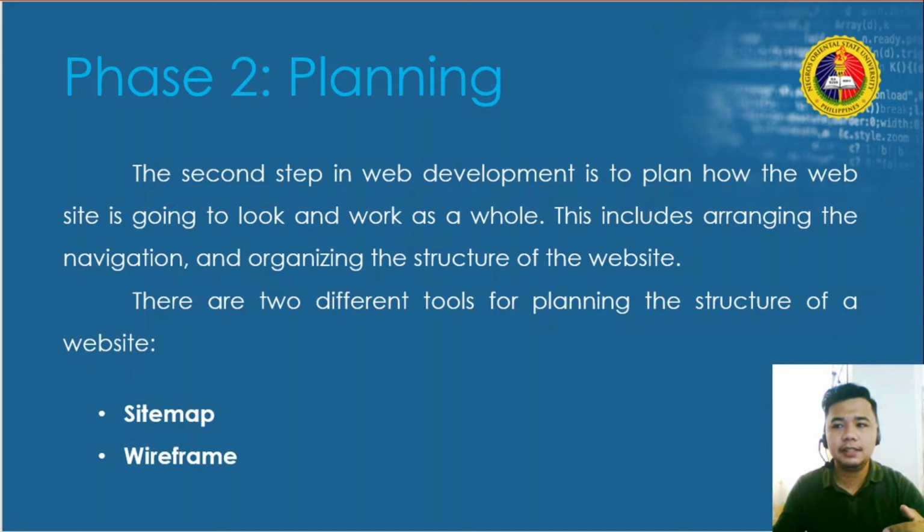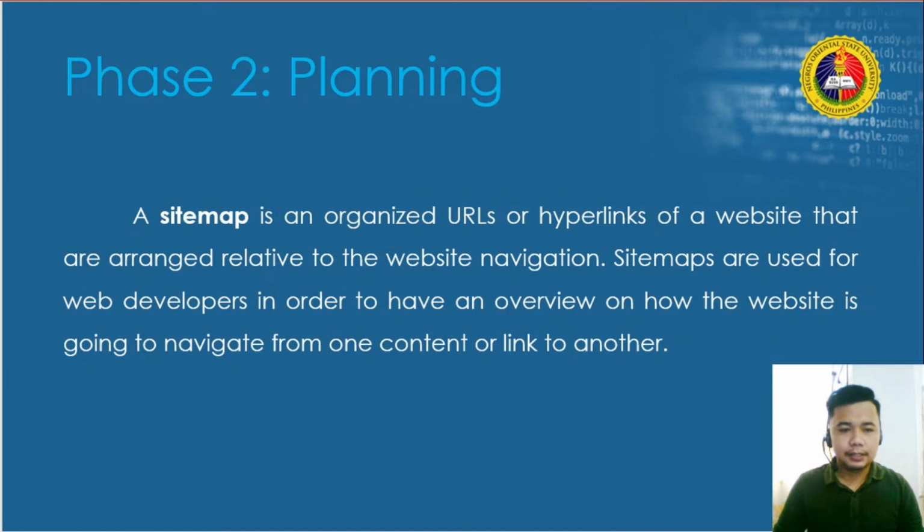To achieve these steps, the first thing that we are going to prepare is what we call a sitemap, and another one would be the wireframe. First of all, let's talk about sitemaps. A sitemap is an organized list of URLs, or uniform resource locators, or hyperlinks of a website that are arranged relative to the website navigation.